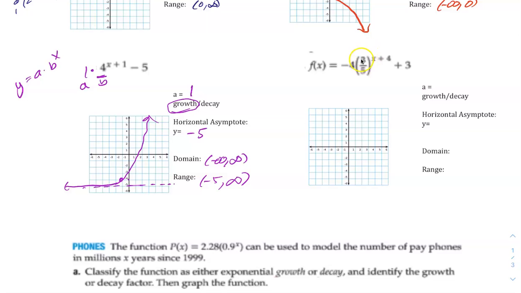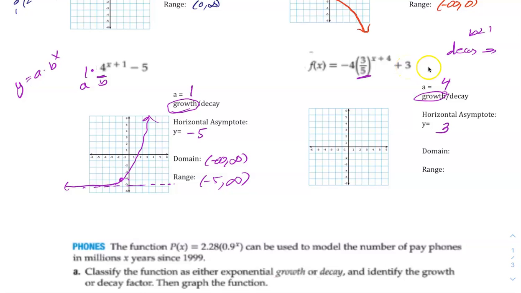So now this one initially is a decay, actually. I would say this is a decay because it's less than 1, but there's a flip there. So at the end it's going to be a growth. But initially it's a decay though. So what's my a? My a is 4. And then my asymptote's at 3.